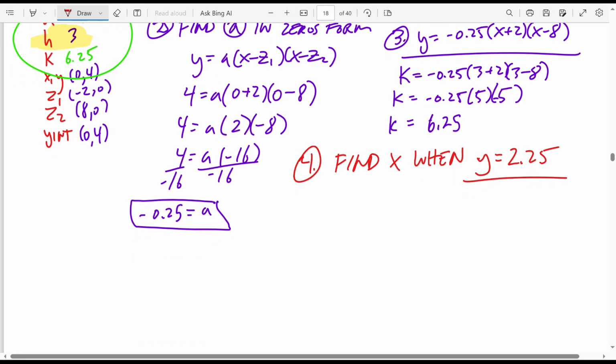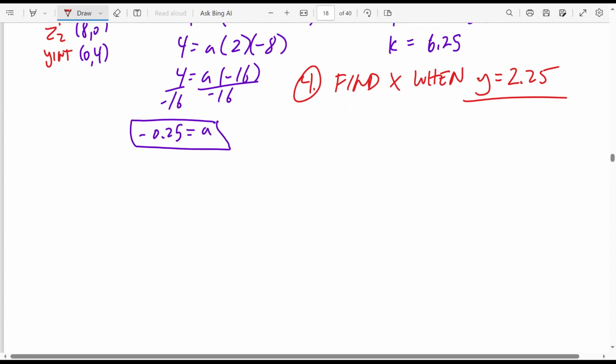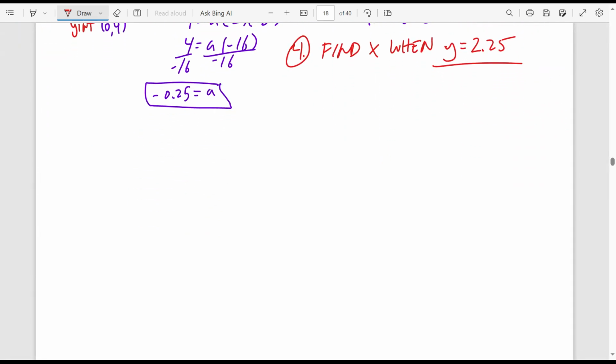Now there's two ways to solve for this. Cameron, eyeballs up, buddy. There's two ways to solve for this.